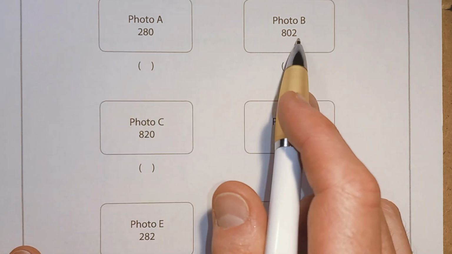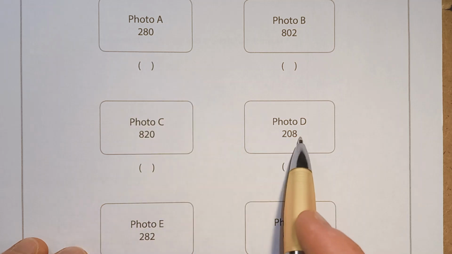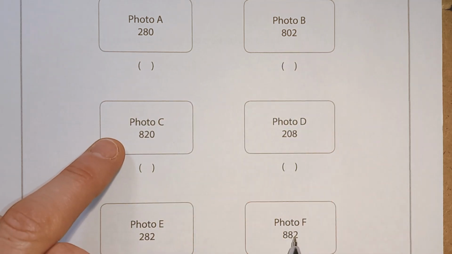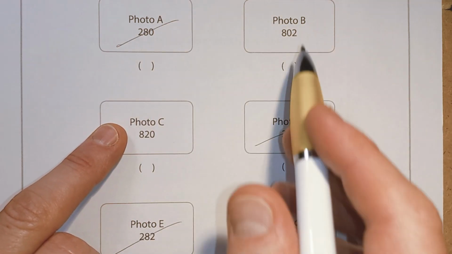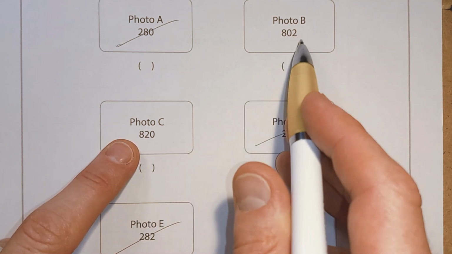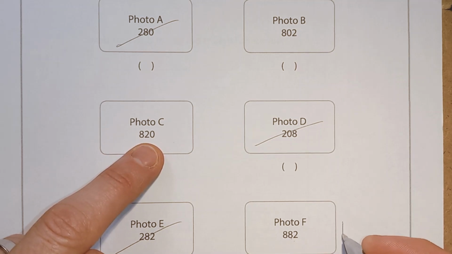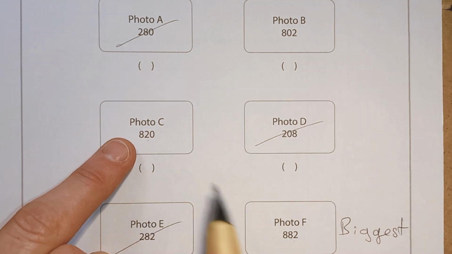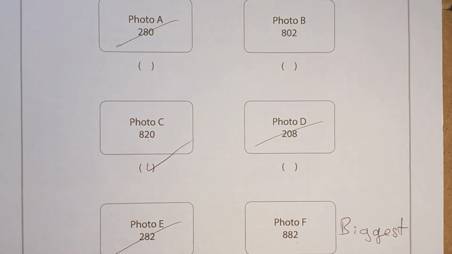So 280, 802, 820, 208, 282, 882. So which are the biggest ones? Well, some are starting in the 200s and some are in the 800s. Well, we want the second biggest. So it's not going to be any in the 200s. Which is the biggest one? 802, 820. Well, that's bigger than 802, and 882, so 82 is bigger than 20, so this is the biggest, and then this one is smaller than 882, but bigger than 802, so that must be the second biggest.